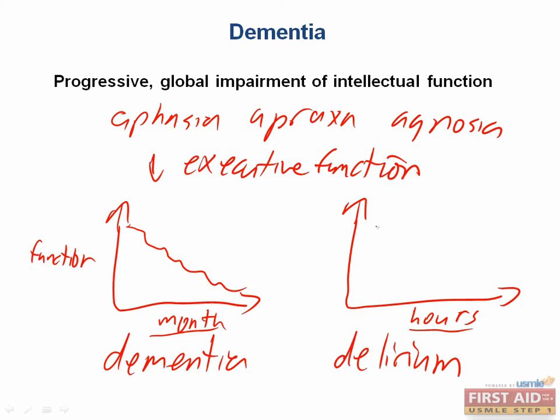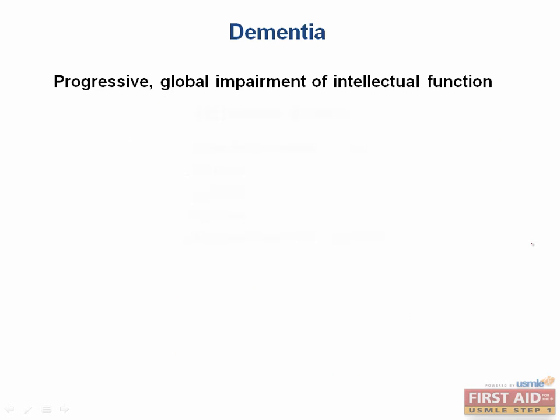Whereas delirium, we'd expect a very rapid decline in function over a few hours, maybe that improves, and then maybe it diminishes again after a few hours. Okay, so in dementia we have a progressive decline, gradual loss of function, while in delirium we have acute onset that typically waxes and wanes throughout the day. Now there are many causes of dementia, both reversible as well as irreversible. So now let's talk specifics.